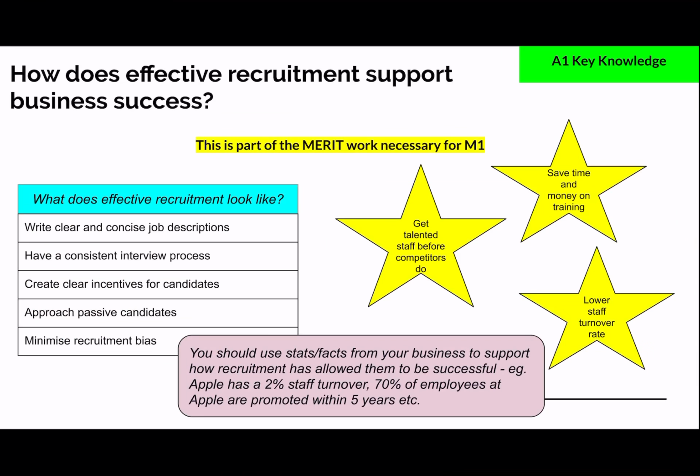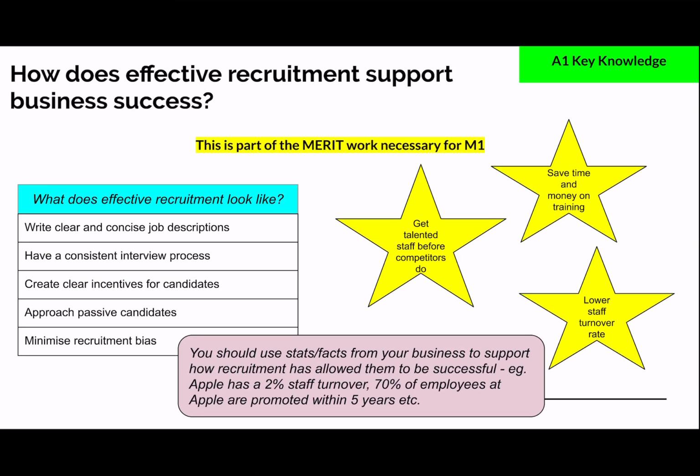They also have to have a very consistent interview process. So are they using the same process for every candidate that has applied? Are they shortlisting candidates, or are they interviewing them all? They also need to provide clear incentives for candidates, so something that demonstrates that this organisation would be a good place to work. If they are not showing that there is a benefit to working in this organisation, less people are going to apply for that role.